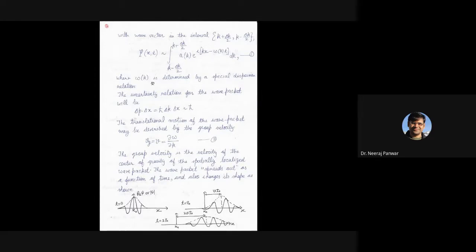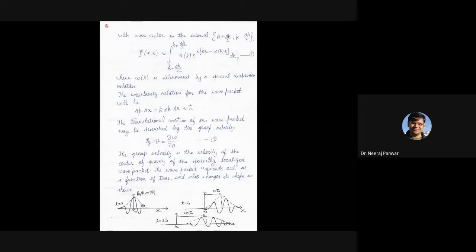The uncertainty principle, or uncertainty relation, for the wave packet will be that the uncertainty in the product of momentum and spatial position, delta p into delta x, would be equal to h cross delta k into delta x, and delta k into delta x is nothing but 1. So this is the Heisenberg uncertainty principle, and the translation motion of the wave packet may be described by a group velocity.